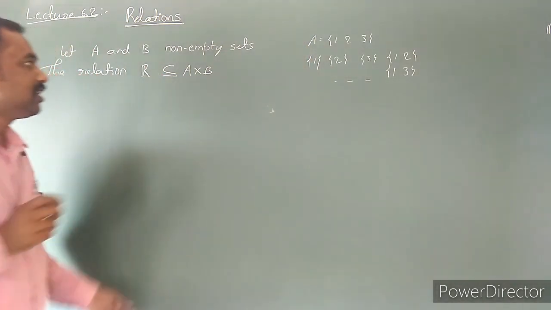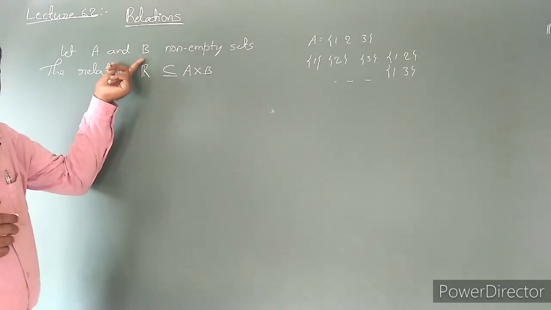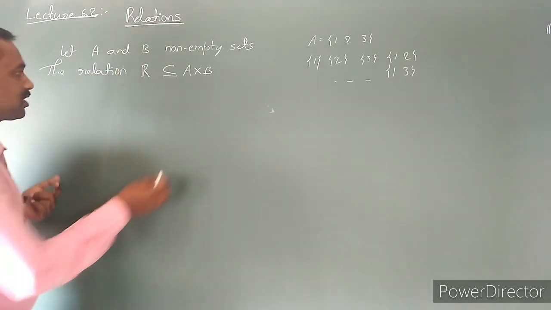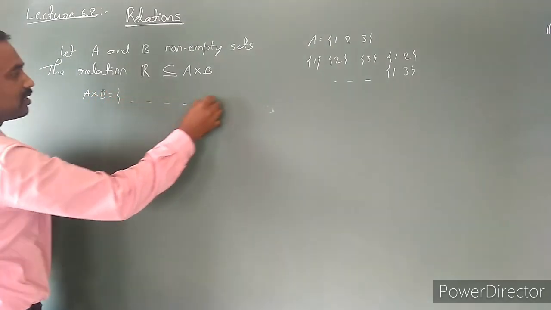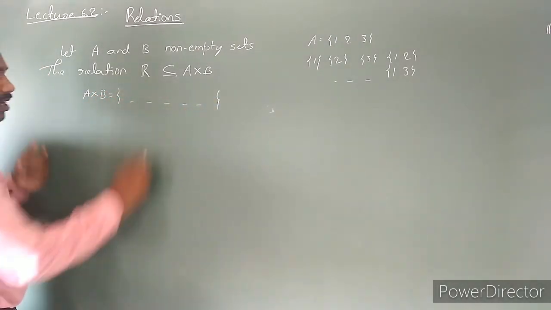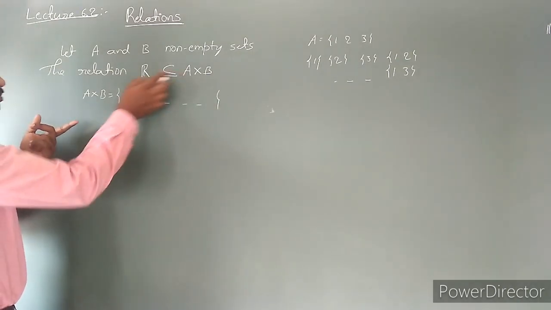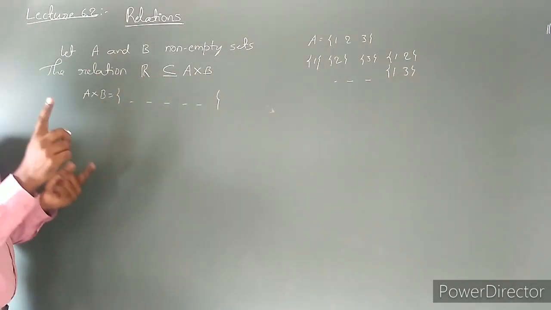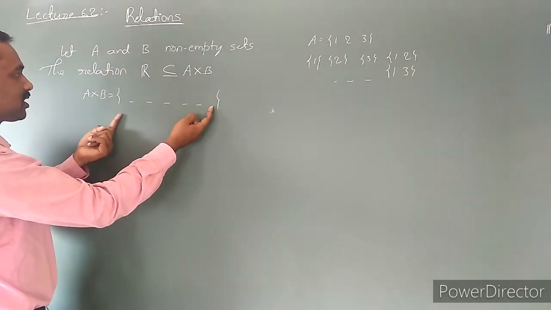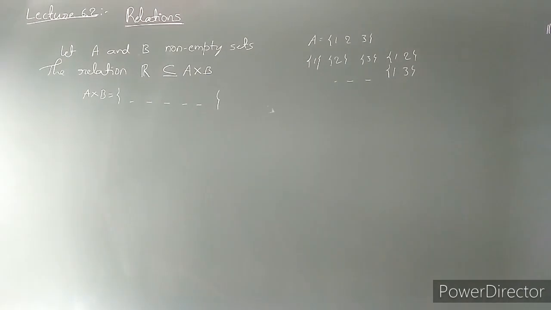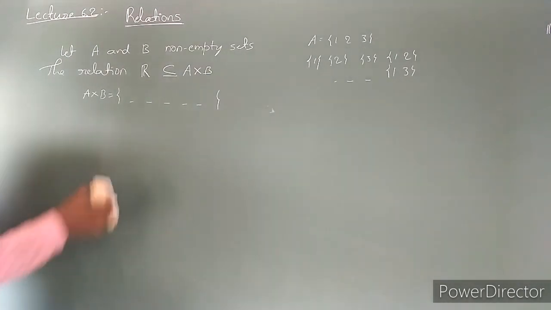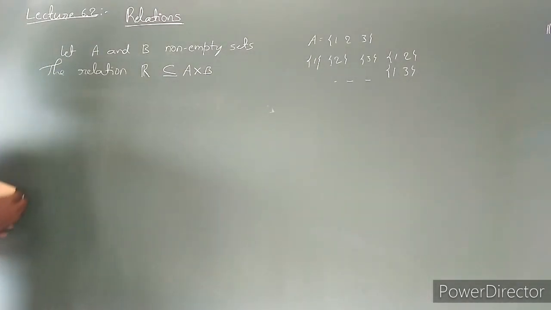In the same manner, A and B are two sets. For this, there is the Cartesian product, with several elements, several ordered pairs. Out of these ordered pairs, I take one subset of this Cartesian product. That is said to be a relation. For example, to understand this more elaborately, I take a particular example.